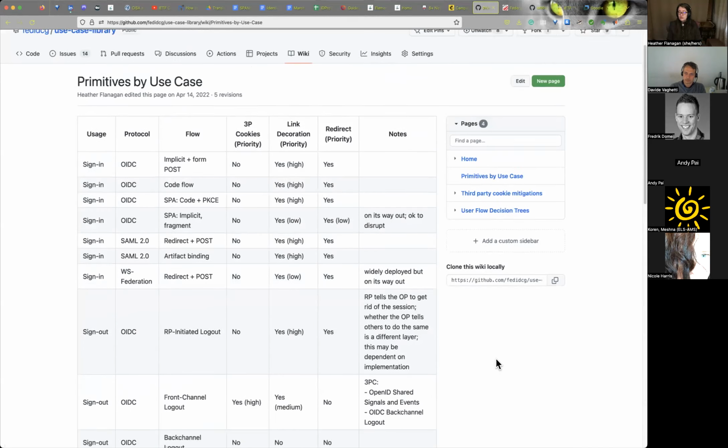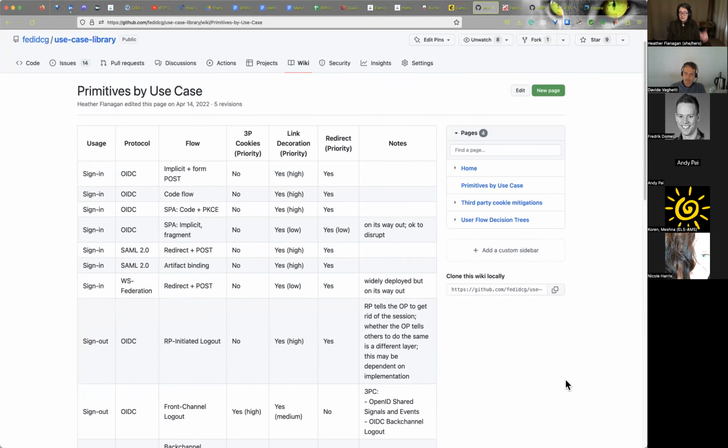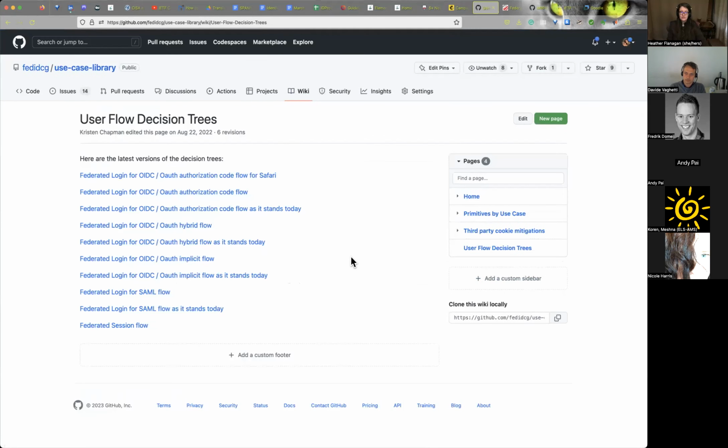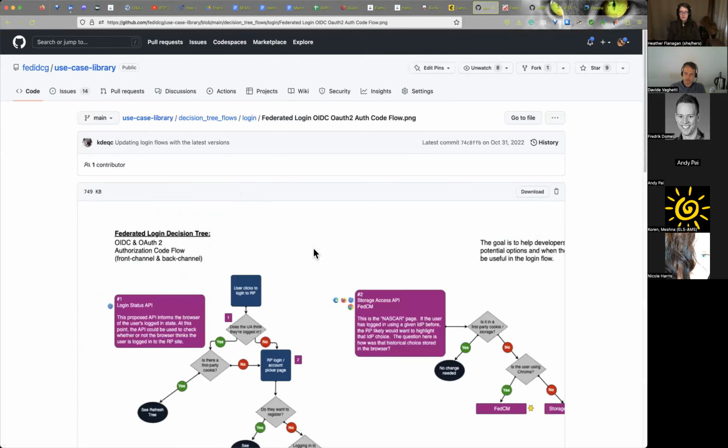So if you want to dive into super details, this is a place to go for that. There's a couple other things in here that you may find useful, such as the FedCM API, which is one of many different projects underway that fit in different points in the flow that could potentially impact that point in the flow.